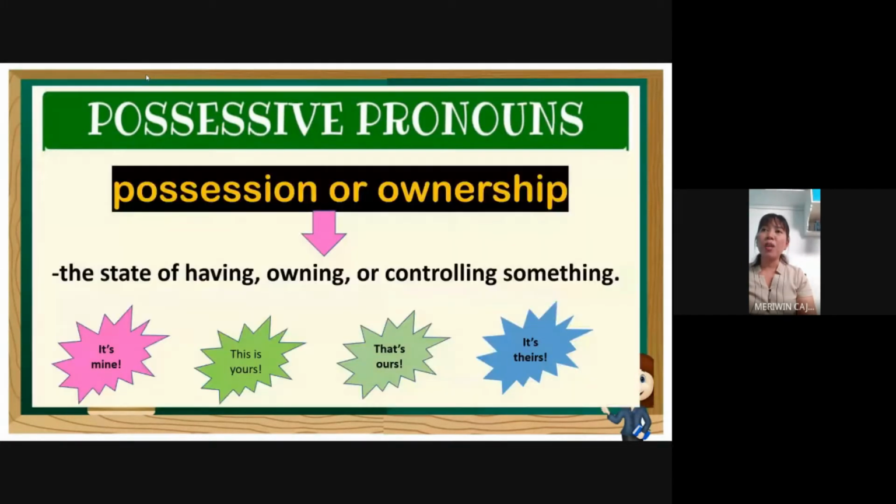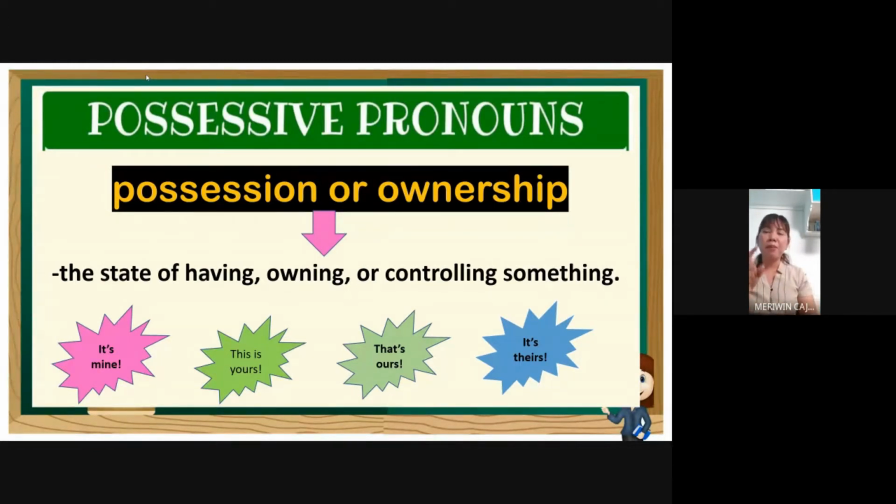So we are going to discuss for you to understand what is possessive pronoun. So you need to understand what is possession or ownership. You will ask teacher, what is possession or ownership? I don't understand that. So the meaning of that is this one. Possession or ownership means the state of having, owning, or controlling something. Okay? So from the word having, have, owning, you own, and control.